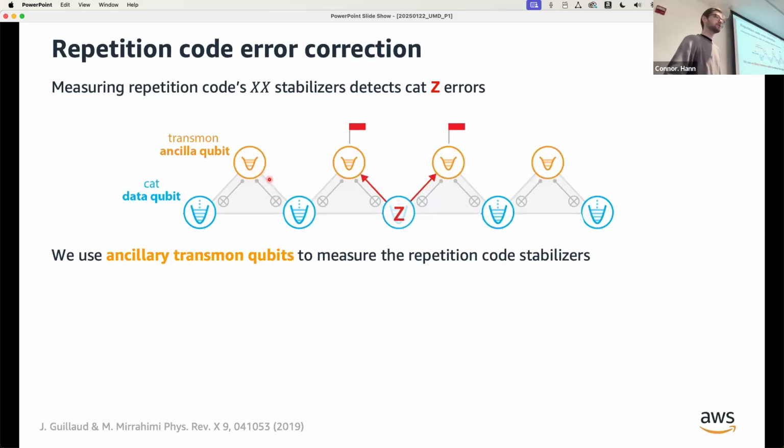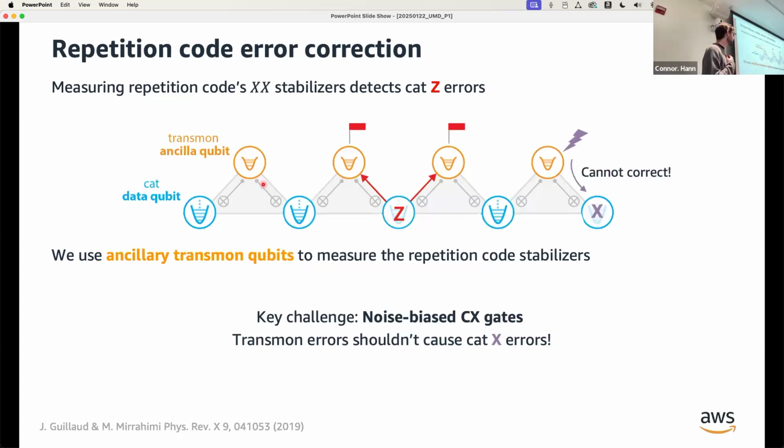But there are some important consequences and complications that arise from the use of transmons. So, we get a win practically, but there are some additional complications we have to pay attention to. In particular, we have to worry about the possibility that these transmon qubits, which don't have any kind of error suppression on them, if we have errors in these transmon qubits, those could propagate through the entangling gates and potentially cause bit flip errors on our cat qubits. If that were to happen, that would be a problem for us because this repetition code doesn't have any way of correcting these bit flip errors. And so a real challenge of realizing this repetition code was finding a way to implement these CX gates that was noise biased.